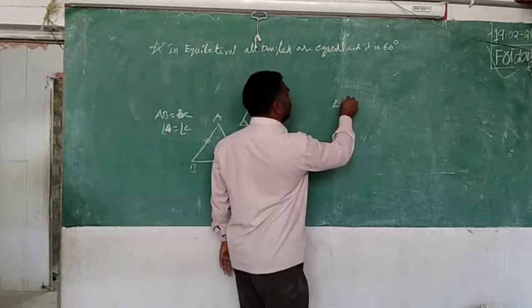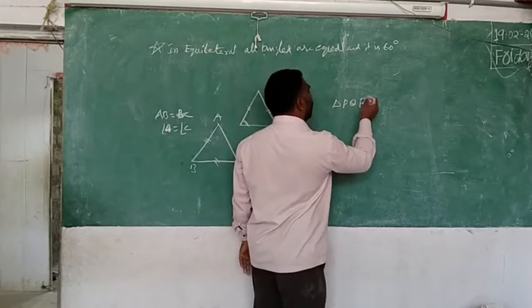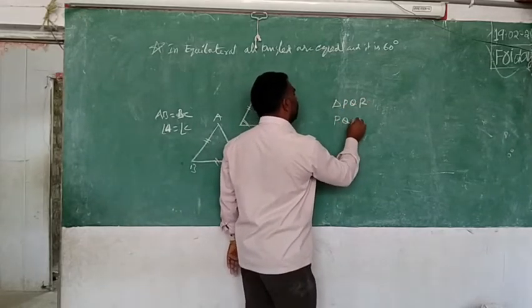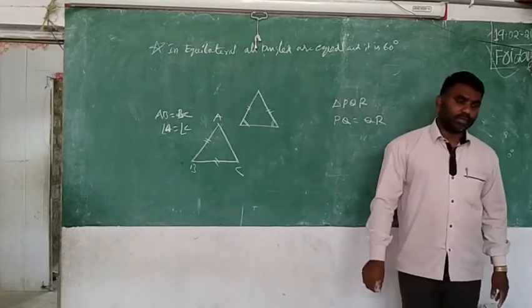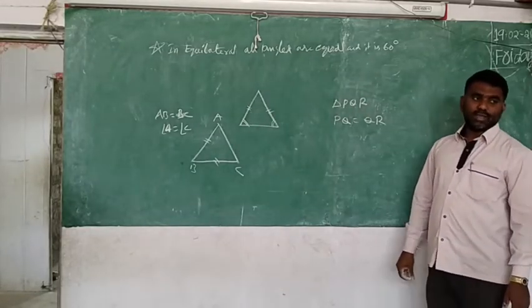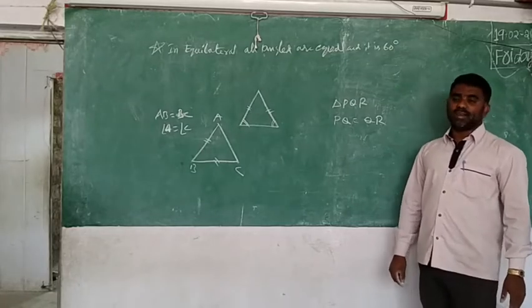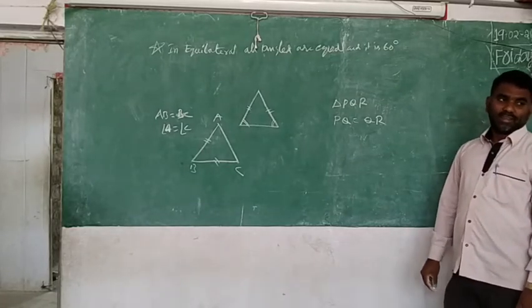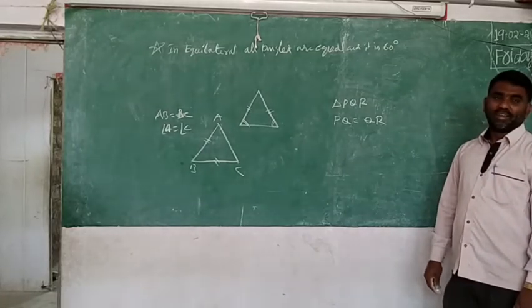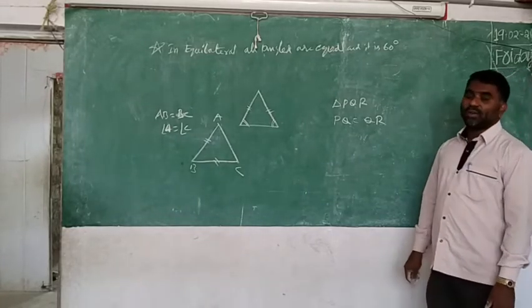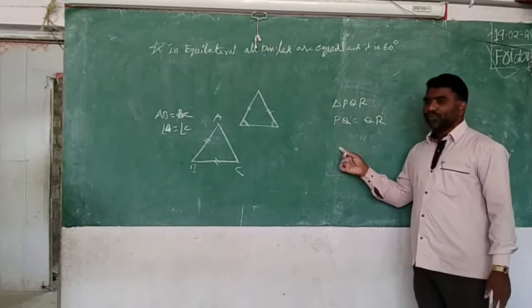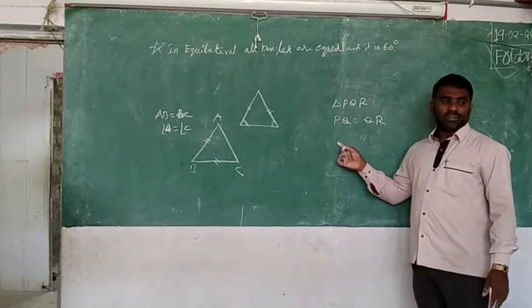In triangle PQR, I know that PQ is equal to QR. Means which angles are equal? PQ and QR are equal, I am saying. Means which angles are equal? P and R. Very good. Why P and R? Because you check which is opposite to PQ.